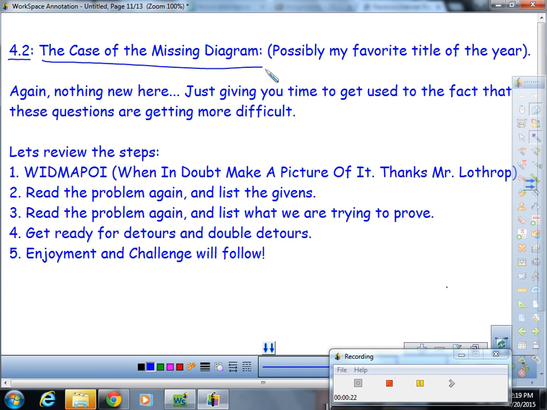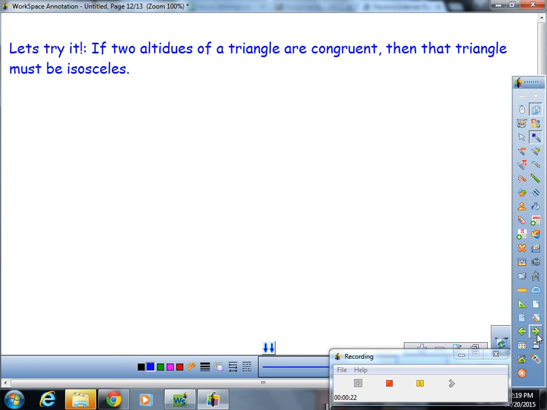Here are our action plans. First, widmapoi. When in doubt, make a picture of it. You're going to have to do that every single time. There's no way around it, okay? The second thing you should do is read the problem again and list the givens. Then, list what you're trying to prove. Be sure you're ready for detours and double detours. And then the only thing you have left to do is to make sure you enjoy it, because it's geometry for enjoyment and challenge. Here we go. Let's try it.